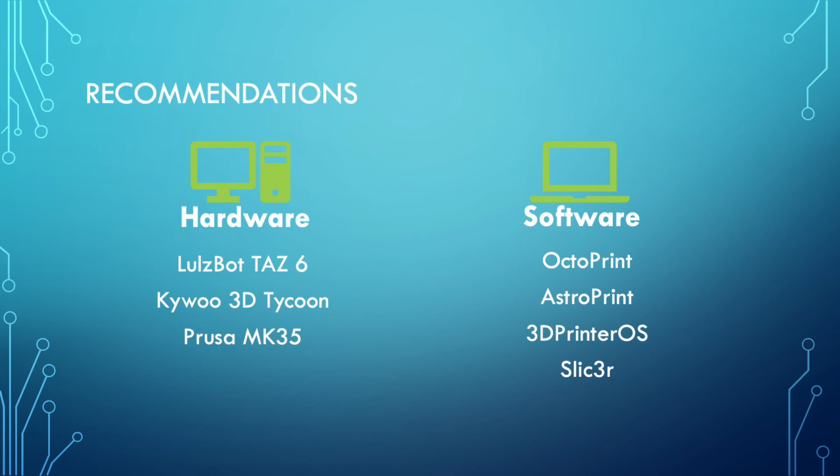Recommendations. Hardware recommendations are Lulzbot Taz 6, Kaiwu 3D Tycoon, Prusa MK35, and these are all FDM printers. Software recommendations are Octoprint, Astroprint, 3D Printer OS, and Slicer.